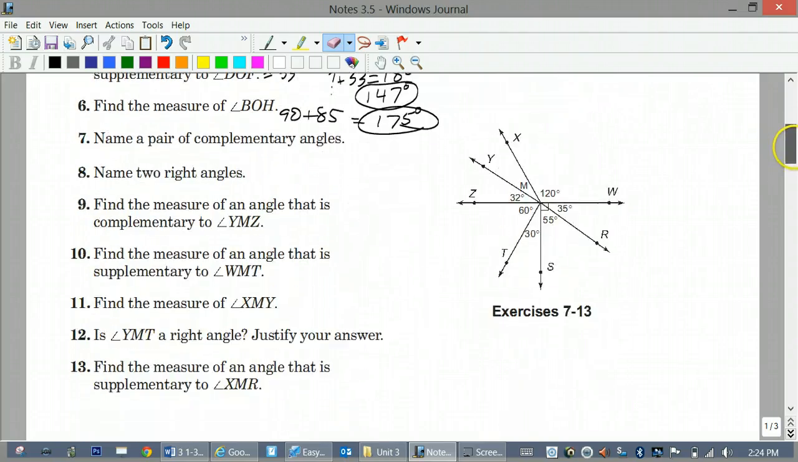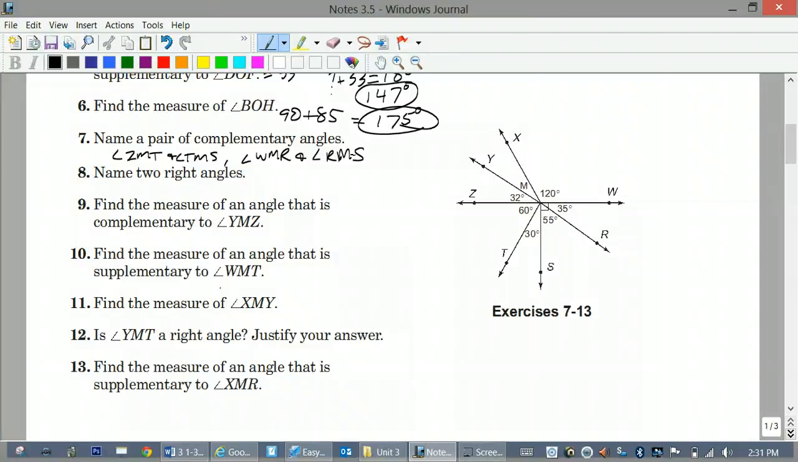The rest of them, work with your row partner and answer 7 through 13. Okay? So, here we go. Name a pair of complementary angles. There's really just two sets. Angle ZMT and angle TMS. That's one set. And the other set is WMR and angle RMS. You can flip the S and the R or the R and the W, that's fine. But M has to be in the center on all of it.